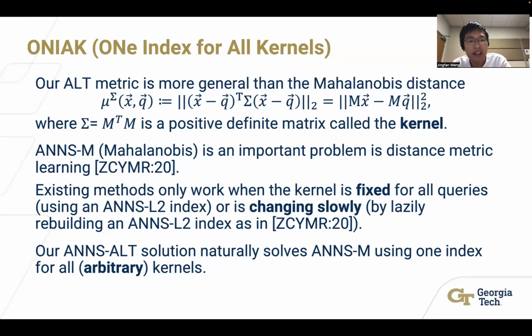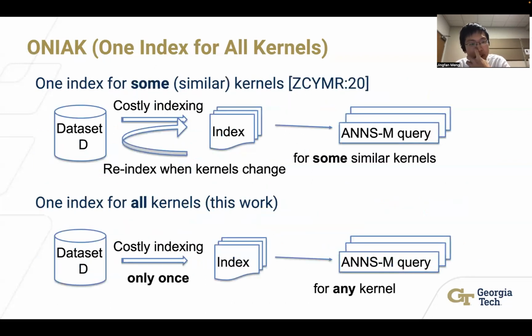A very recent work in 2020 has shown Mahalanobis search is useful in distance metric learning, but every existing work only works if the kernel is fixed for all queries or it's only changing slowly. If we have a solution for ALT, then we can naturally solve ANS Mahalanobis using only one index for all of the kernels. So this is a flowchart.